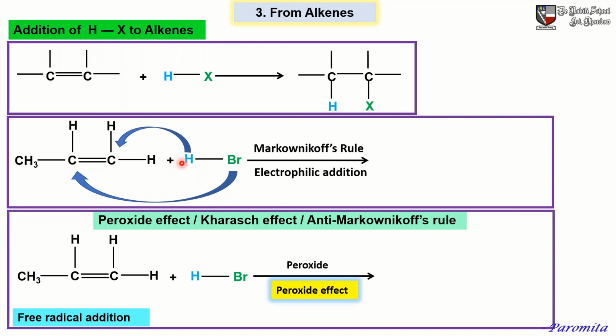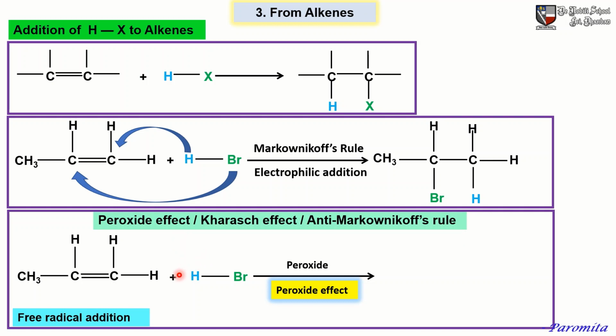Now H plus will go to the adjacent carbon, resulting in the formation of 2-bromopropane. So this is Markovnikov's rule, and Markovnikov's rule follows the electrophilic addition mechanism. We have already discussed this mechanism in class 11 in the organic reaction mechanism chapter. Now let us discuss the peroxide effect.